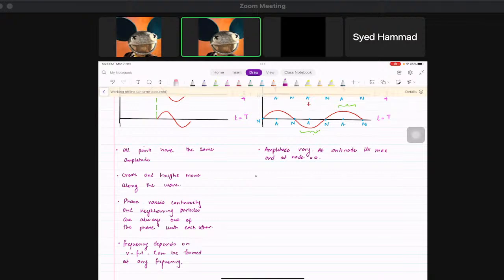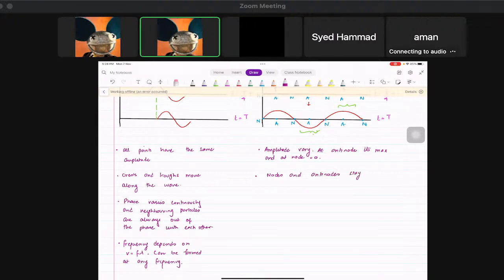Now, nodes and antinodes stay at their position. They basically never shift, they just stay where they are. And then this is the most important thing that I want to tell you.